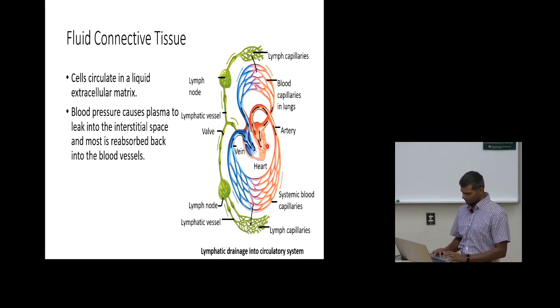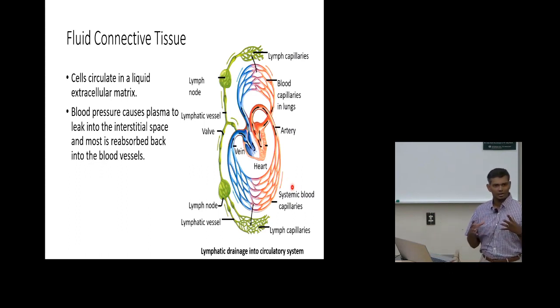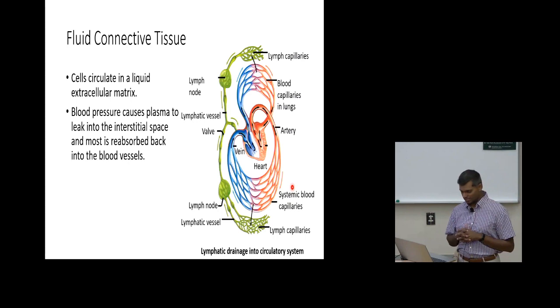What you see here in this picture is the blood being circulated throughout the body, and as blood is being circulated, it's under a lot of pressure because of the pumping of the heart muscle. And this blood pressure is going to cause some of the plasma in the blood to move into the surrounding tissue, or into the interstitial space.